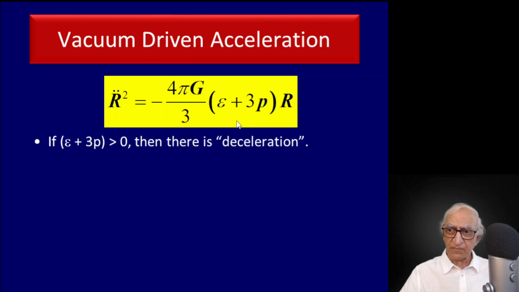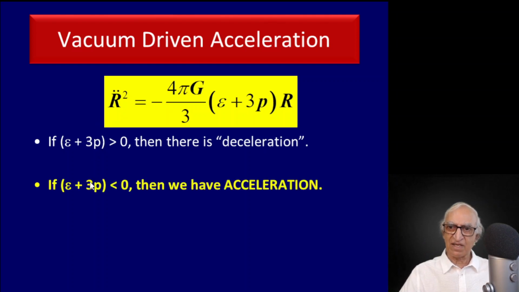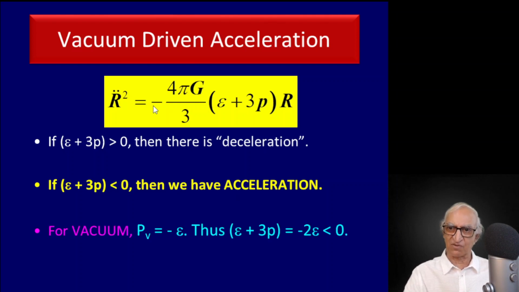Now, as I discussed in the lecture on the accelerating universe, if E plus 3P is greater than 0, then because of the minus sign, there is deceleration. The universe decelerates. But if E plus 3P is less than 0, then we will have acceleration, because that minus sign and this minus sign cancel out.